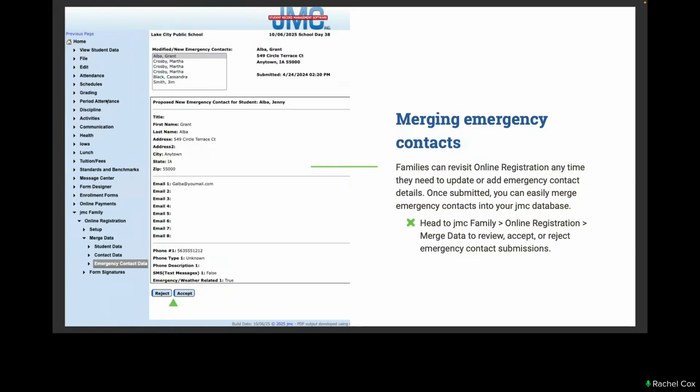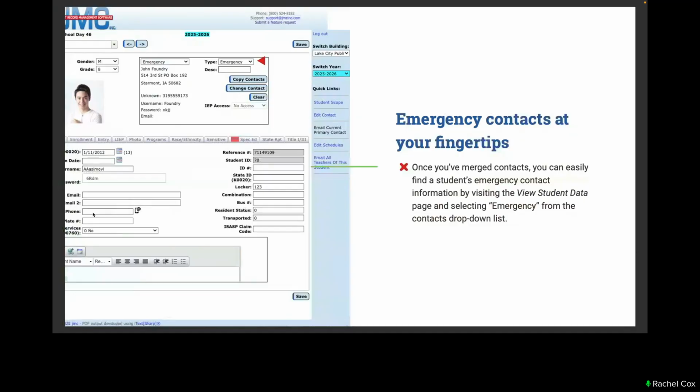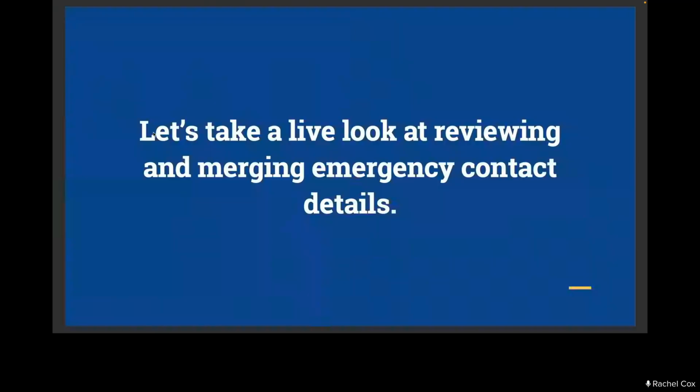Once submitted, you can easily merge emergency contacts into your JMC database. So to do that, you head to JMC Family here in the menu tree. So JMC Family right there, online registration, merge data to review, accept, or reject emergency contact submissions. Once you've merged those contacts, you can easily find a student's emergency contact information by visiting the View Student Data page and selecting emergency from the contacts drop-down list. So just right up here, you'll search emergency and then get the information that you need for that emergency contact. So we're going to take a live look at reviewing and merging emergency contact details.